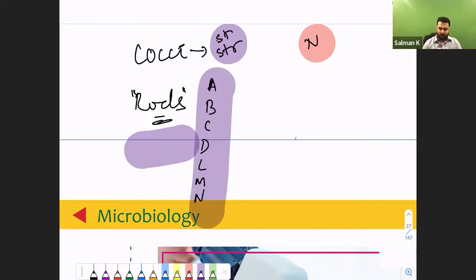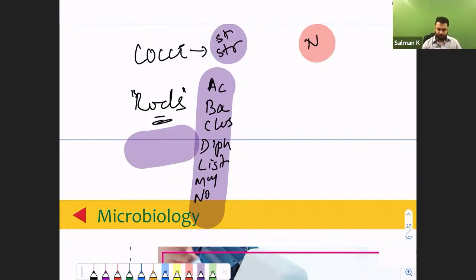Now, who's in the ABCDLMN? Actinomyces, Bacillus, Clostridium, diphtheria, Listeria, Mycobacterium, Nocardia. That's it. These are the guys that are called as gram positive rods. ABCDLMN. Okay.